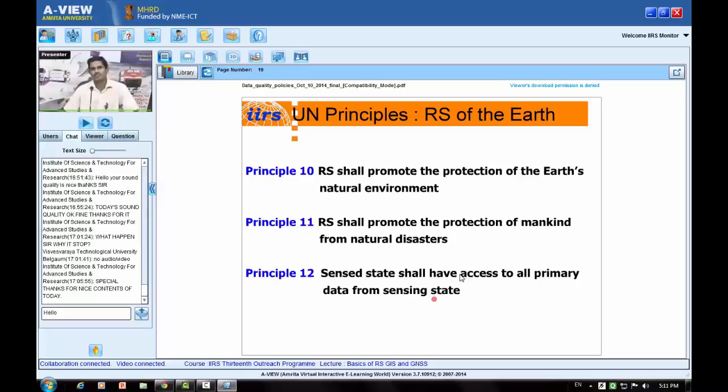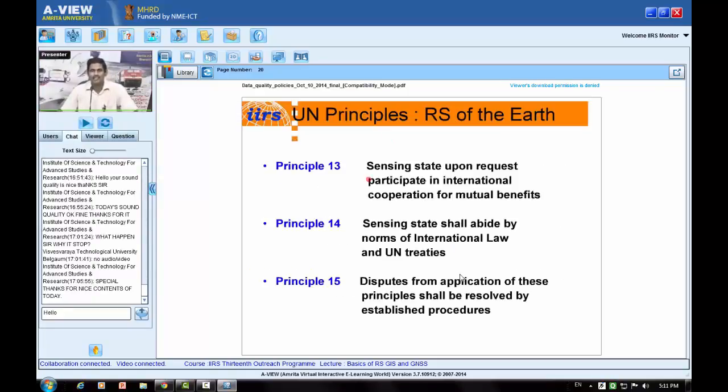Suppose you talk about Nepal, they wanted to use the data. Other than India should help if they wanted to use our own satellite data, or they wanted to use some other country's, so they should also help. Sensing state upon request, participating, international mutual benefits. Sensing states shall abide by the norms of international and United Nations treaties, and disputes from application of these principles shall be resolved by establishing procedures.